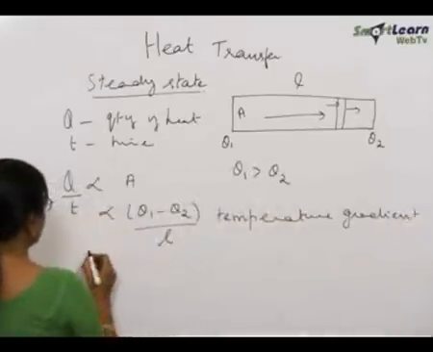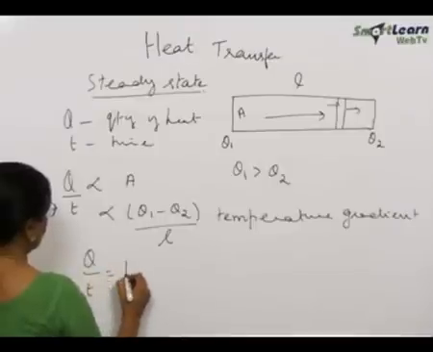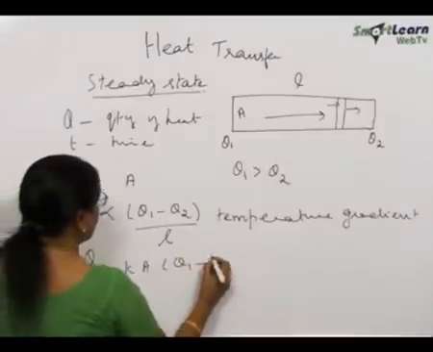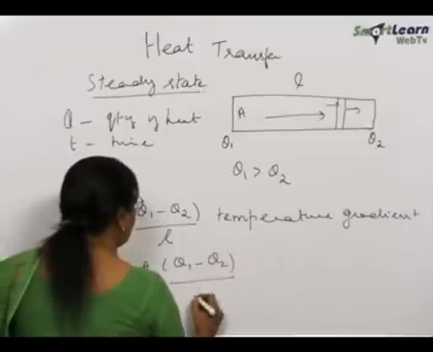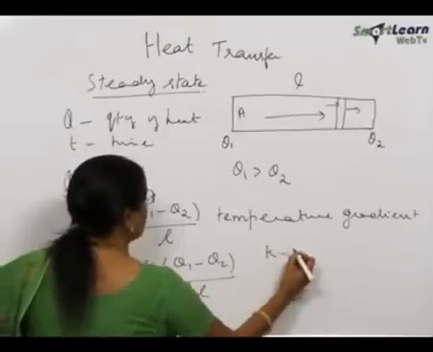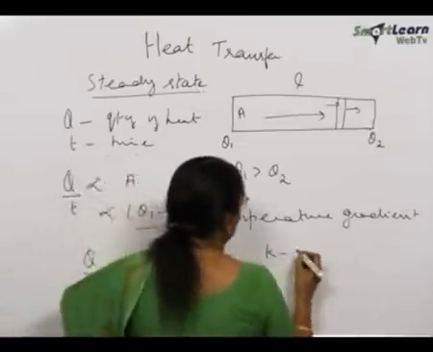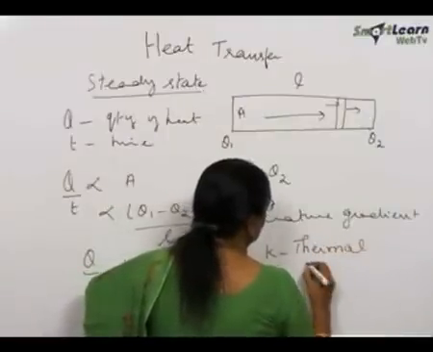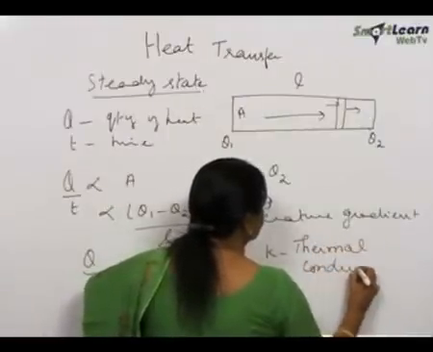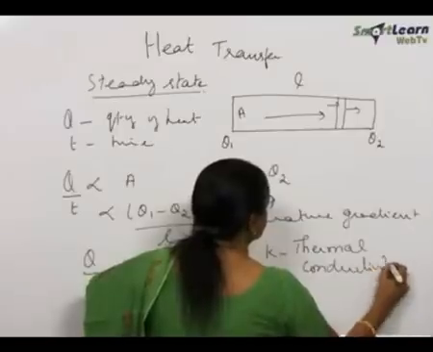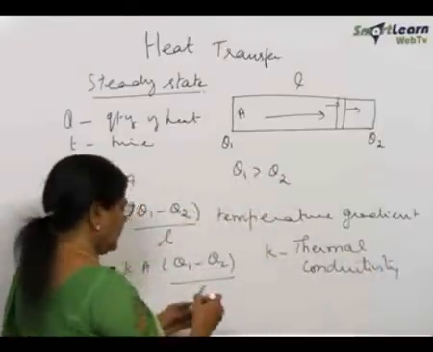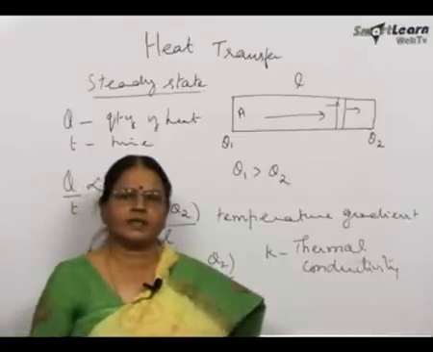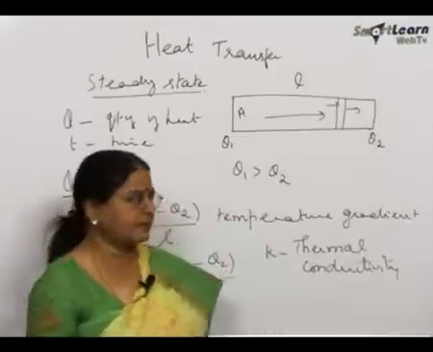Then we can write Q by T equal to K A (theta 1 minus theta 2) by L, where this proportionality constant K is called thermal conductivity of the material, or coefficient of thermal conduction. So, K is known as the thermal conductivity of the material.